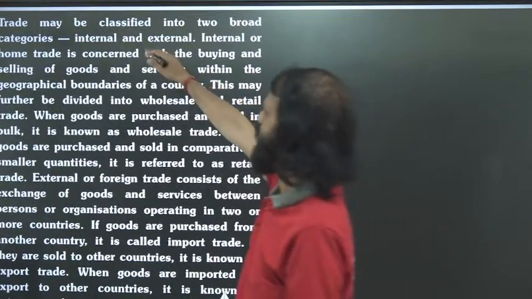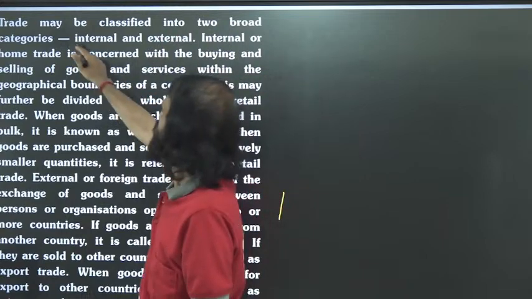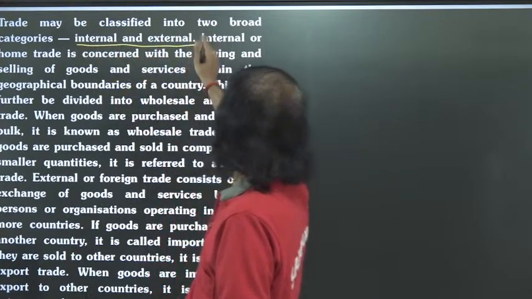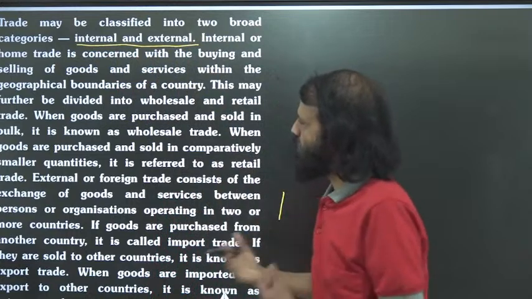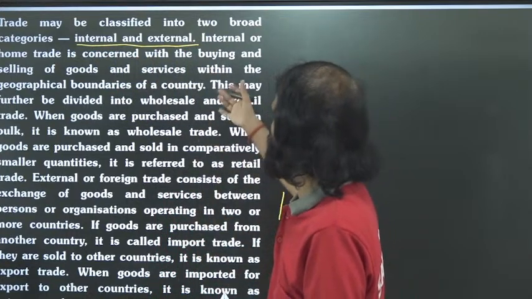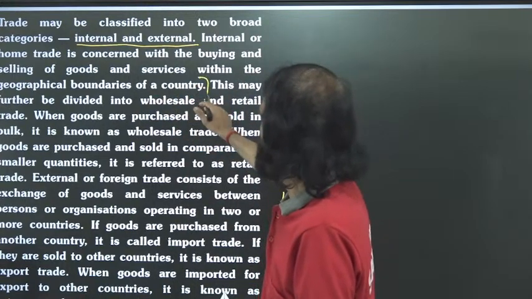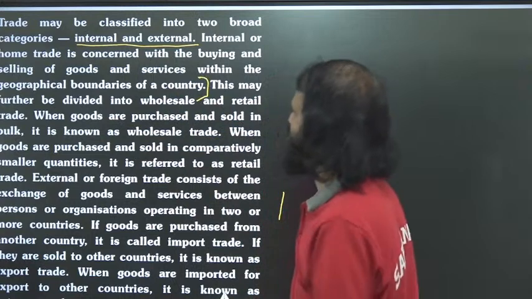Trade may be classified into two broad categories. What are the two broad categories? Internal and external. Internal or home trade is concerned with the buying and selling of goods and services within the geographical boundaries of a country. This is internal trade.